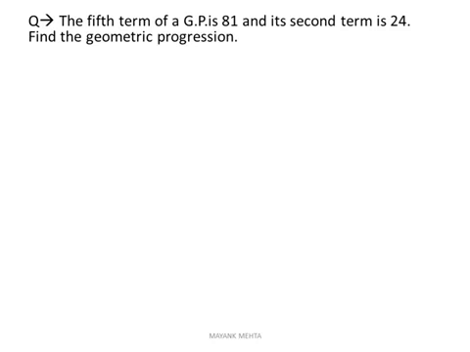Now the fifth term of GP is 81 and its second term is 24. Find the GP. आपको GP ढूंढना है. आपको दो वैल्यू दी गई है. Fifth term is 81 and second term is 24. So first आपको दिया है fifth term is 81. Fifth term means A into R raised to 4 is equal to 81. Second term is 24. That means A into R is 24.